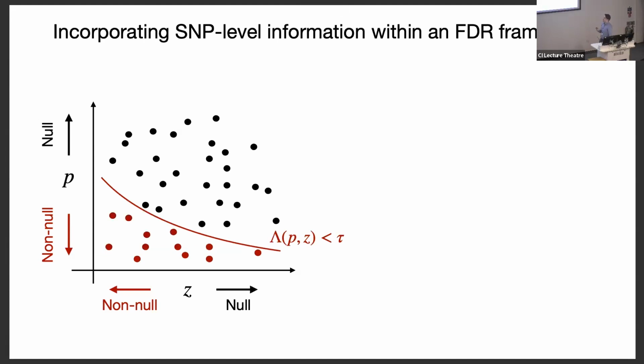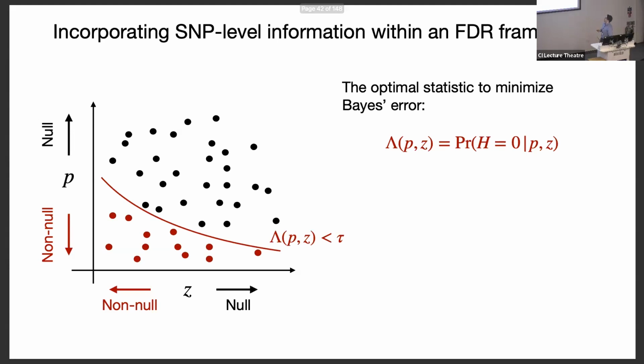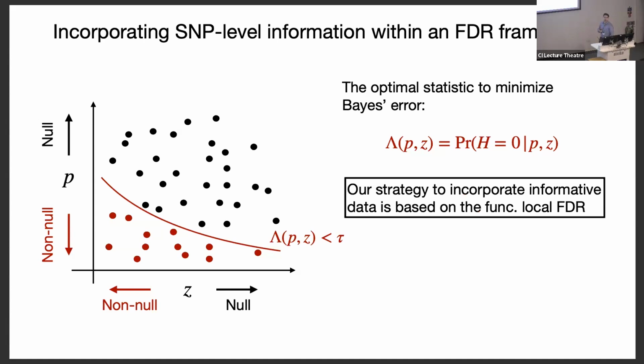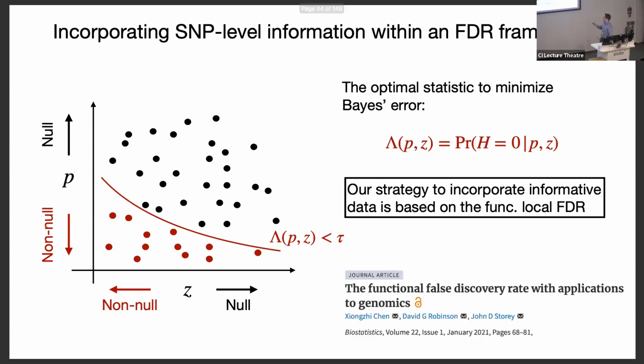So we want to identify a function of our p-values and our SNP-level informative data. We want to figure out what function it should be. Fortunately, it's been figured out before. John Storey, 2003, figured out that the local FDR minimizes the Bayes error rate. I'm going to call this the functional local FDR because it's a function of our informative data. Our strategy should be based on this function, and we're going to extend a procedure to estimate this from John Storey's group.